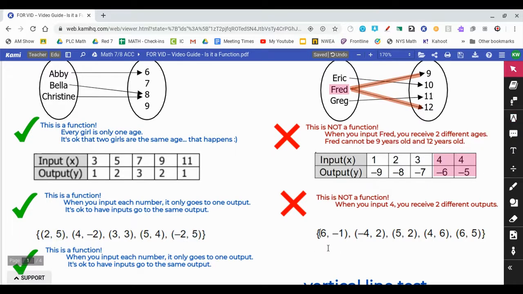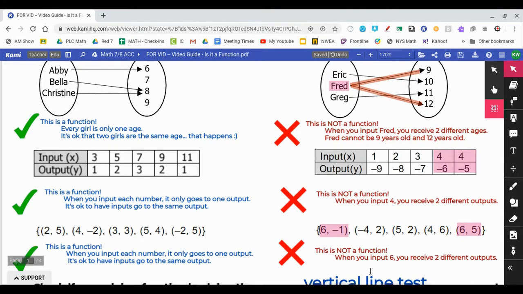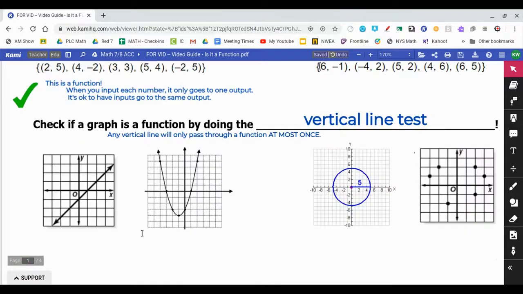This next ordered pair says 6 goes to -1, -4 goes to 2, 5 goes to 2, 4 goes to 6, and 6 goes to 5. If you look carefully, this is not a function because in the first ordered pair, 6 goes to -1. In the second ordered pair, 6 goes to 5. But every input should only have one output.